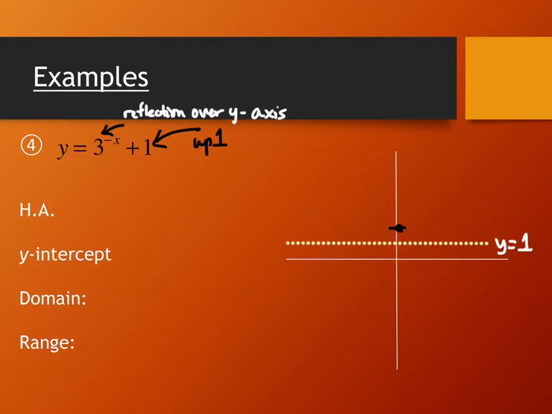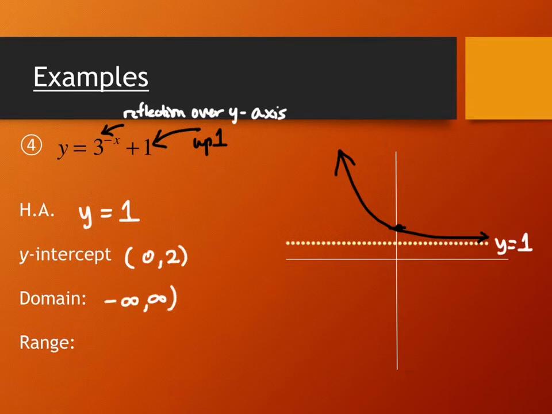And if I'm taking the standard graph of 3 to the x and then I'm reflecting it over the y-axis, the graph will look something like this, roughly speaking. Notice my horizontal asymptote got shifted up 1, so now it's at y equals 1. My y-intercept got shifted up 1, so now it's at (0, 2). The domain is still -infinity to infinity, or again any x value is allowed, but my range actually shifted up, so it's 1 to infinity because of the asymptote being shifted as well.